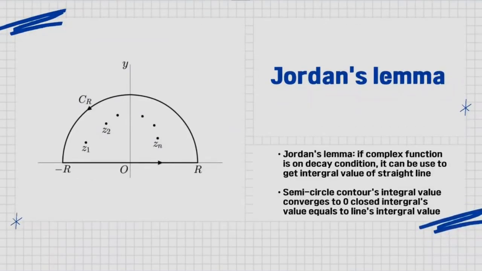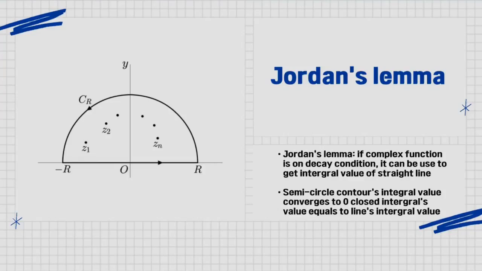Next, this is Jordan's lemma. It can be used when the function is on a decay condition. As the half-circle contour's integral value converges to 0, the closed integral's value equals the linear integral's value.